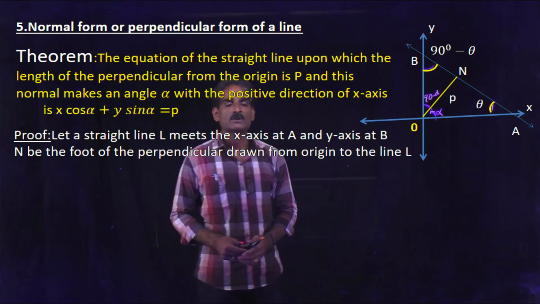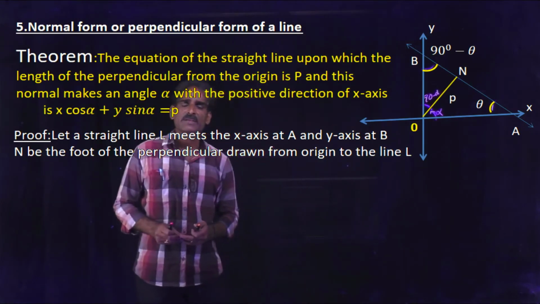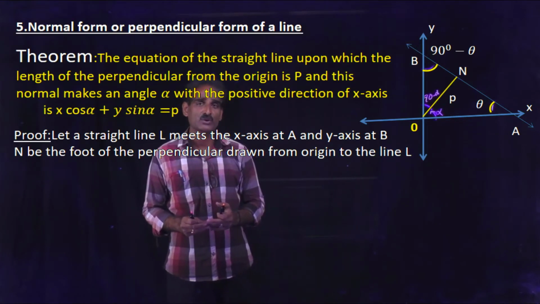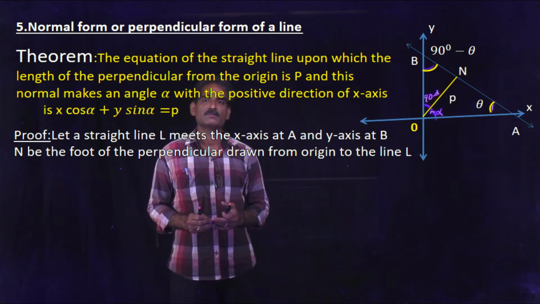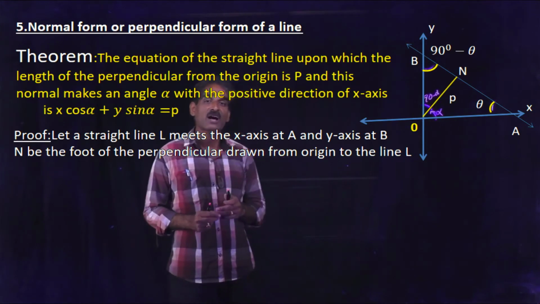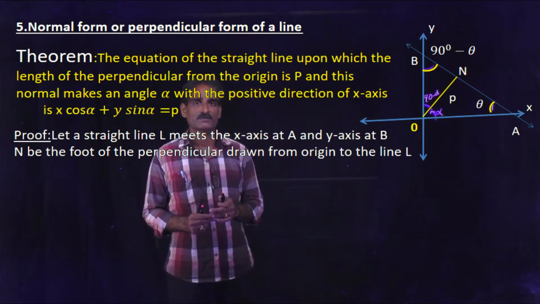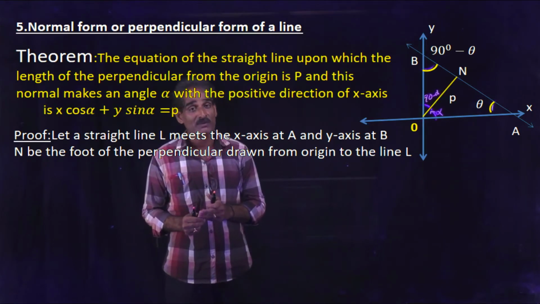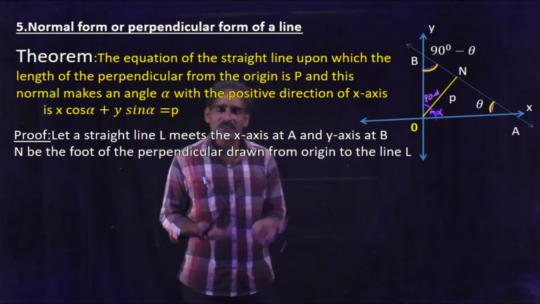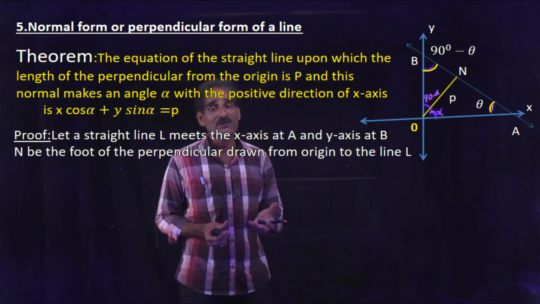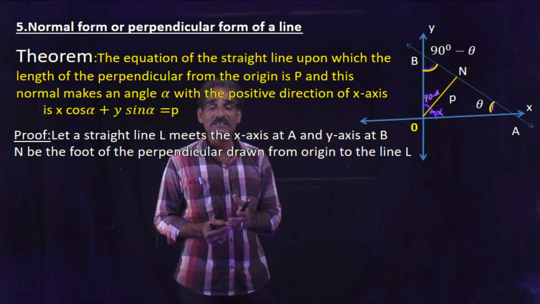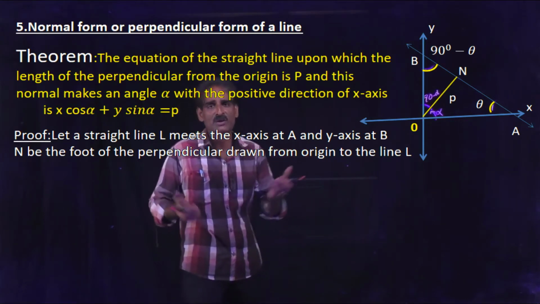Okay. Now see the normal form of the line. The equation of the straight line upon which the length of the perpendicular from the origin to the line is p, and this normal makes an angle alpha with the positive direction of x-axis. This form is also called normal form or perpendicular form, because here the length p is the length of the perpendicular line from origin to the line, and alpha is the angle made by the normal. So here we are writing the equation of the line in terms of the normal length and normal making angle. So this form is called normal form.